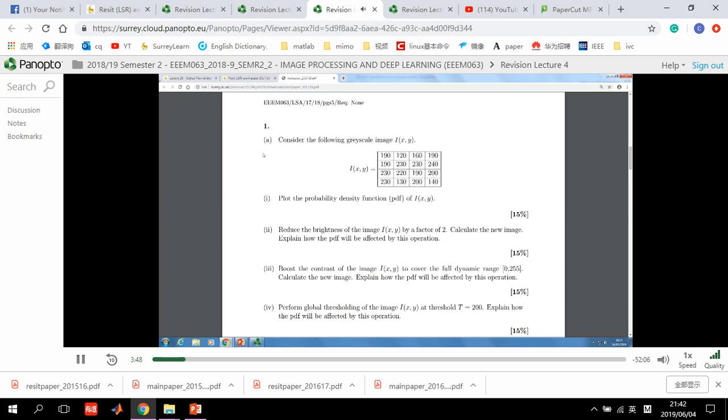What is the result of boosting the contrast of the image to cover the full dynamic range? Dynamic range means the range of brightness values in the image. This time the dynamic range is going from 0 to 255. Explain how the PDF will be affected by this operation. So when we adjust the contrast, what's happening to the PDF? Stretching out, yeah? So it's a scaling operation. So we're going to scale it.